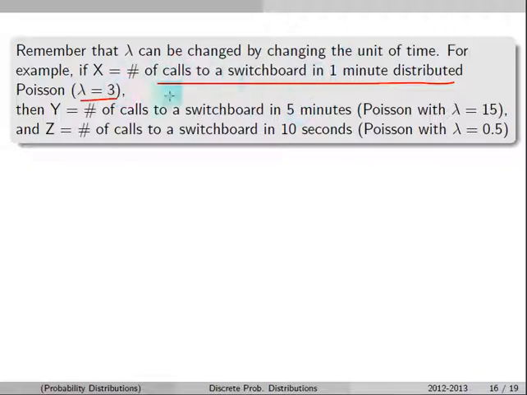So the initial lambda equals 3 was changed for 5 minutes. For 1 minute if it's 3, for 5 minutes it is 15, and for 10 seconds it is 0.5. So this is the advantage of the Poisson random variable, that the lambda can be varied based on the need of the problem.